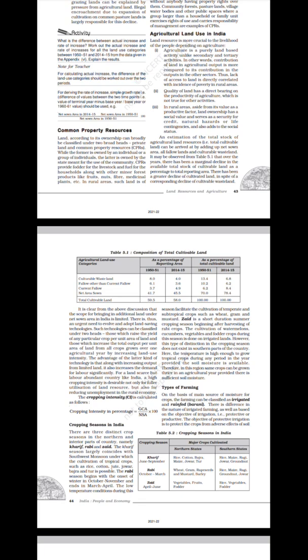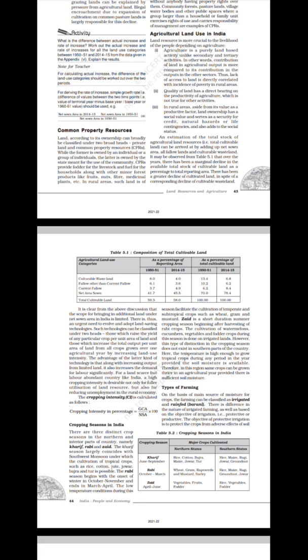The advantage of the latter kind of technology is that, along with increasing output from limited land, it also increases the demand for labor significantly. For a land scarce economy, increasing cropping intensity is desirable not only for better utilization of land resource but also for reducing unemployment in the rural economy. The cropping intensity CI is calculated as follows. Cropping intensity in percentage is equal to GCA by NSA into 100.